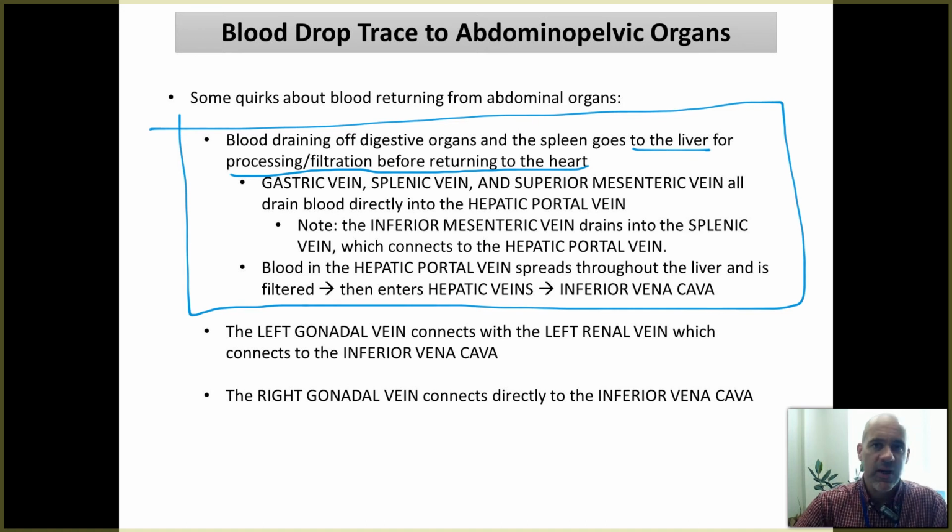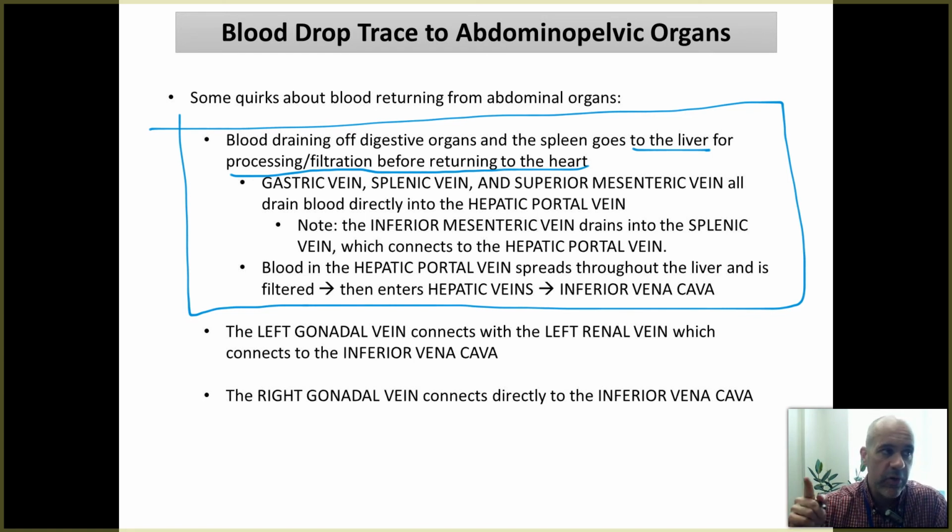And of course, what is that big giant vein? That's going to be the inferior vena cava. All of your deoxygenated blood from the abdominopelvic cavity and lower is going to drain into the inferior vena cava as it makes its way back to the heart. Okay, so some things you got to keep in mind.